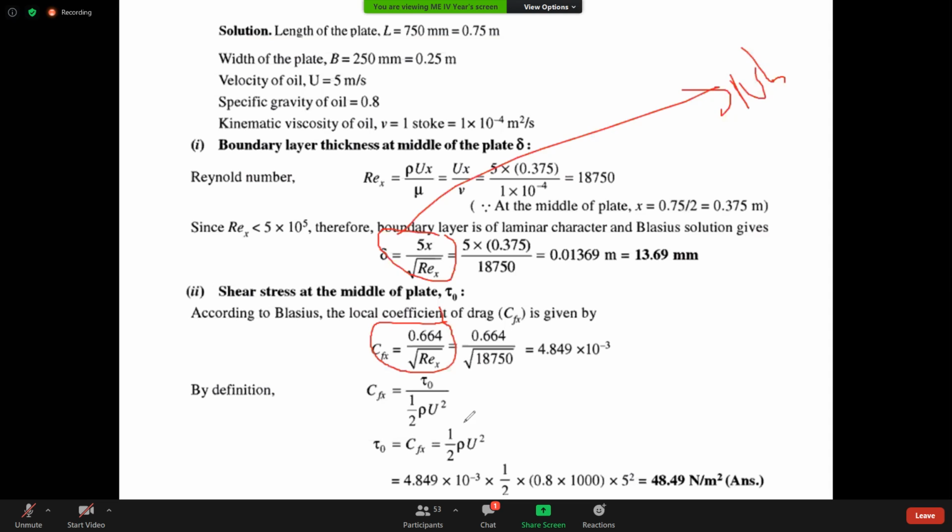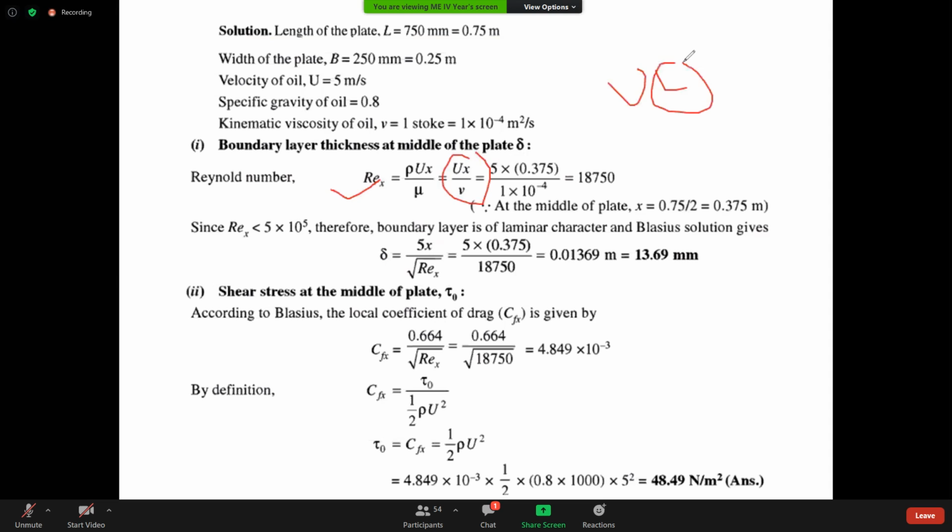Shear stress, you know. You learned all this in FM: half rho u infinity square. Based on it, you need to calculate like this. Very simple. But here you have to calculate the Reynolds number. Critical Reynolds number is not given. Rho u x divided by mu, or u x divided by nu. This is not u into L. If it is throughout the length, you are supposed to take L.